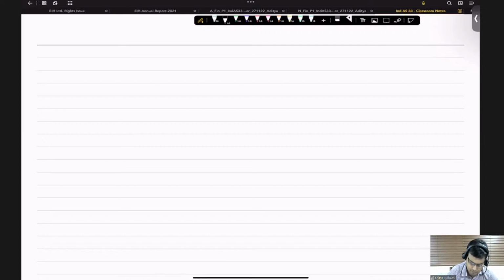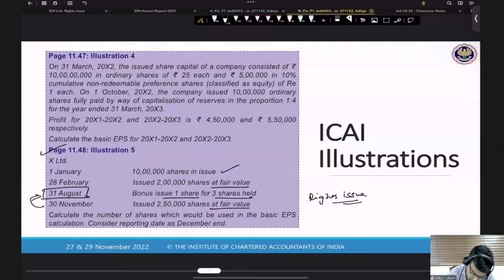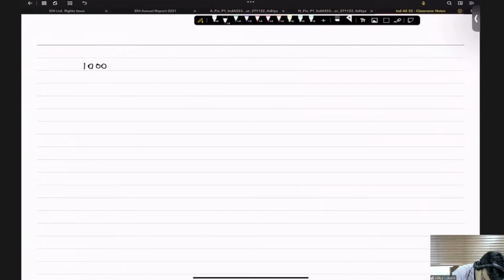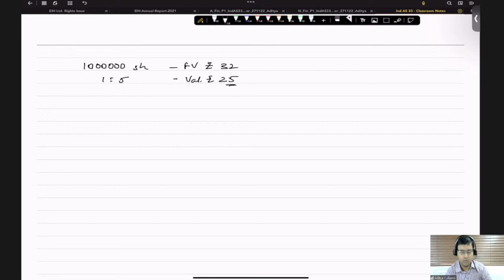Now coming to this question, what do I have? Number of shares is 10 lakhs, having a fair value of rupees 32. You are getting a right share 1:5 at a value of rupees 25. So 1:5 means that is 2 lakh shares.